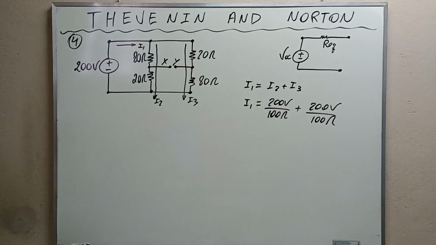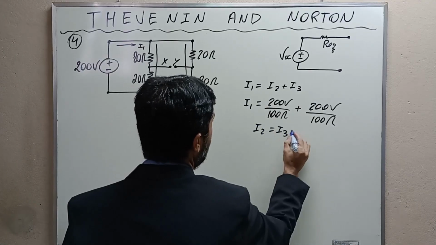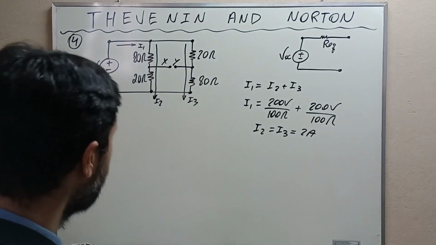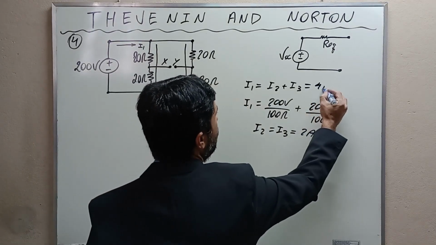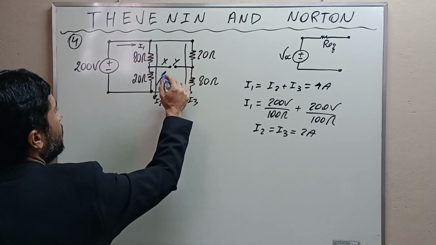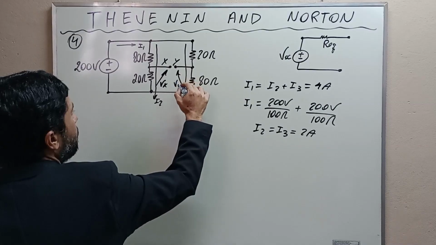And in this way, we find that I2 is equal to I3, and this is equal to 2 amps. Okay, my friends? And I1 is 2 plus 2, which is 4 amps. We've found the values of the current. Now we're going to find the voltages here. This will be Vx, and this will be Vy. Okay?